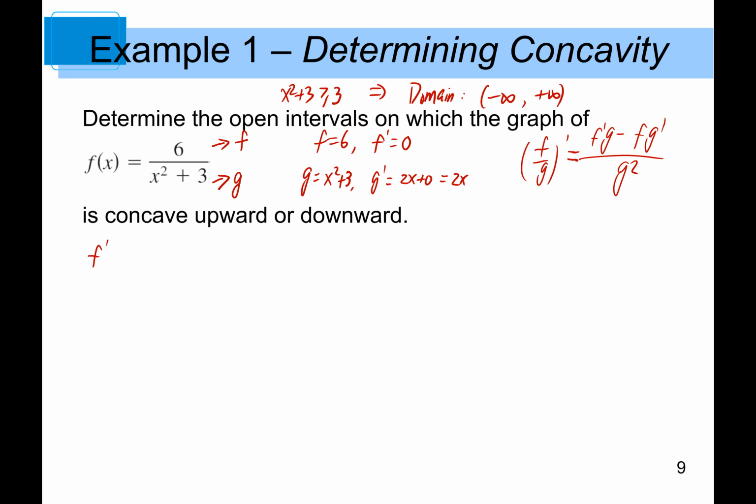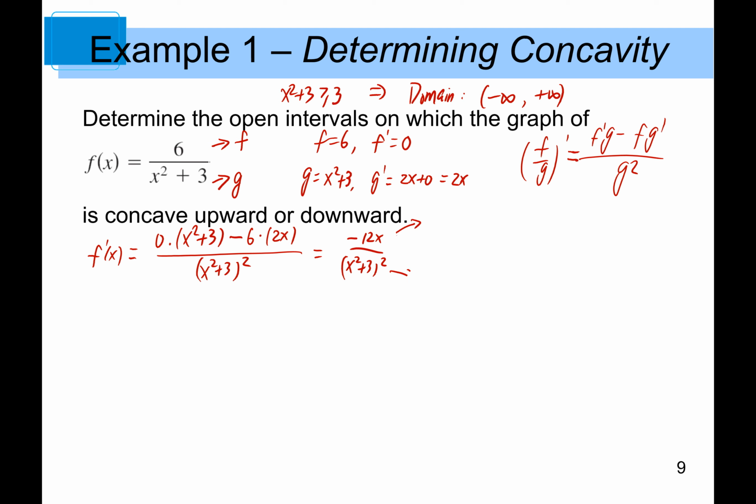So f prime of x equals f prime, which is 0, times g. G is x squared plus 3, minus f, which is 6, times g prime, 2x, over g squared, so it's x squared plus 3 squared. If you simplify this, 0 times anything is 0, so you get negative 12x over x squared plus 3 squared. Okay, that's going to be the first derivative.